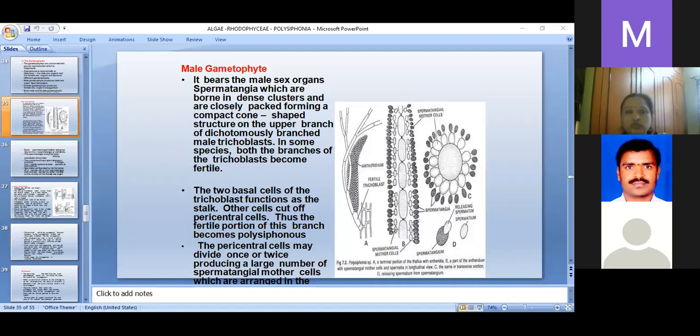The terminal cell of the gonioblast filament becomes swollen. This swollen portion develops into a pear shape. The terminal cells of the gonioblast are converted into pear-shaped carposporangia. Here, the protoplast of each carpogonium develops into a carpospore.